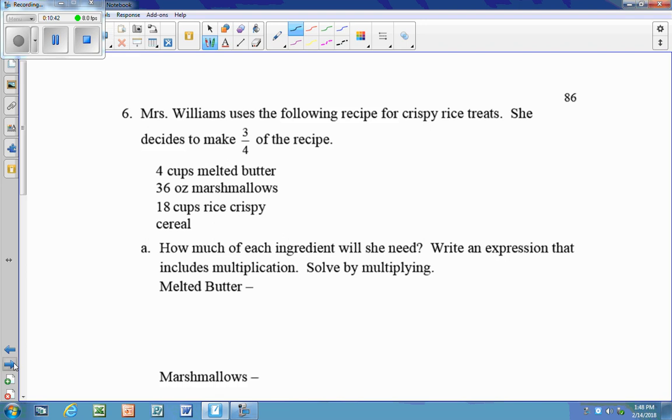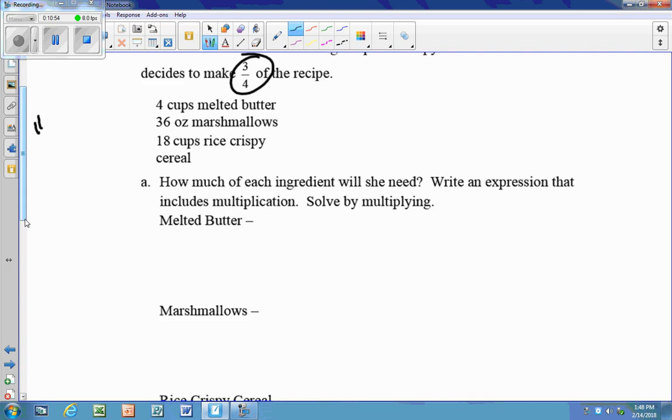Next, Mrs. Williams uses the following recipe for crispy rice treats. She decides she's going to make 3/4 of everything. So if she's going to do 3/4 of everything, first she's going to start with the melted butter. So she's going to find 3/4 of 4. And 3/4 of 4, because it's an expression, we are not going to put an equal sign. 3/4 of 4 is 3. And it's going to be 3 cups.